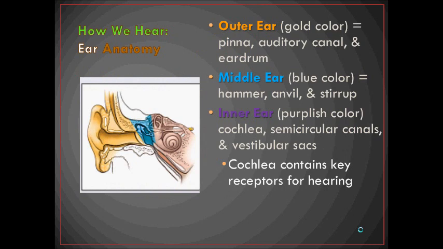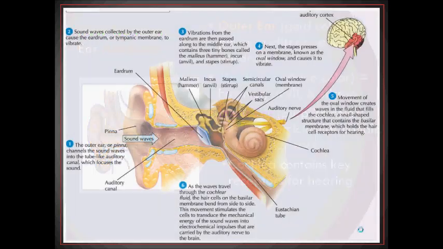Regarding the ear's anatomy, we have the outer ear, in this case colored gold, where the pinna, the auditory canal, and the eardrum lie. The middle ear is that thin little blue shaded area where the hammer, the anvil, and the stirrup lie. And lastly, the inner ear, the purplish color, that's where the cochlea, the semicircular canals, and the vestibular sacs lie. The cochlea, which looks like a little snail there in the purplish area, contains key receptors for hearing.